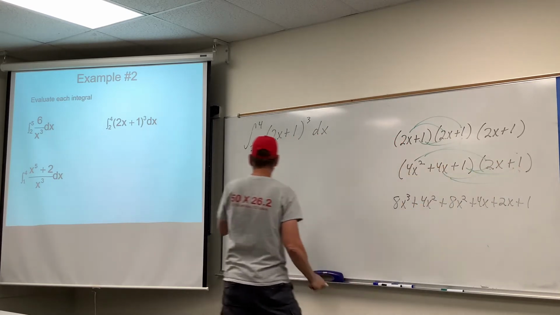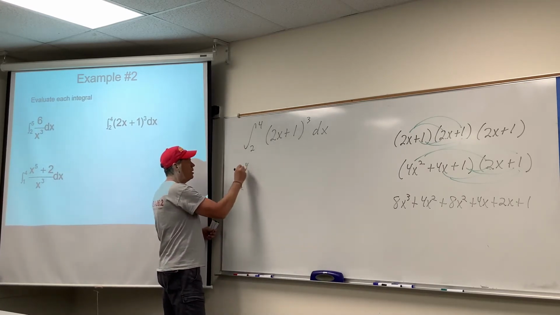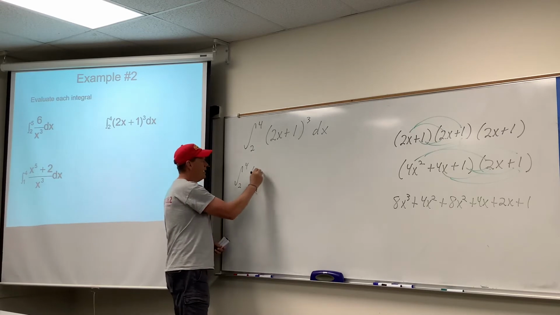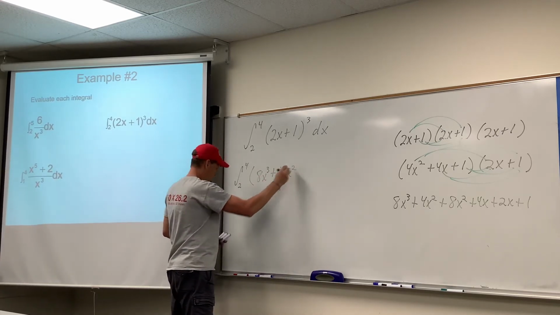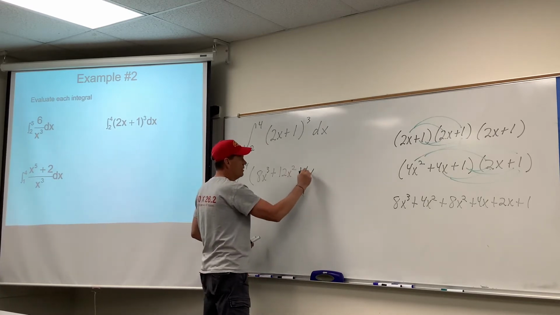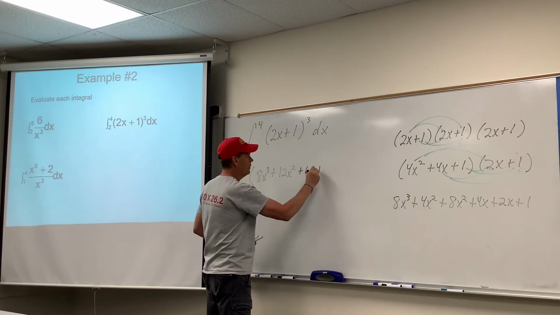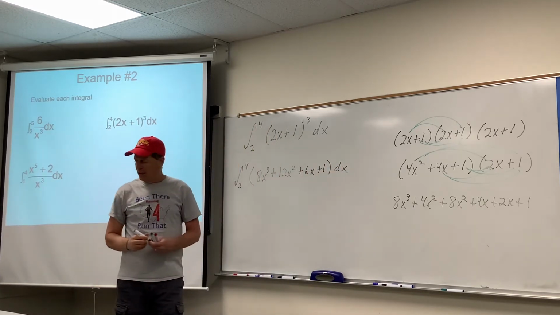8x cubed plus 4x squared plus 8x squared plus 4x plus 2x plus 1, all that. Let's combine like terms. Let's transfer this up over here. Upon combining like terms, it looks like we have 8x cubed plus 12x squared plus 6x plus 1. That's just distributing. That's just algebra.